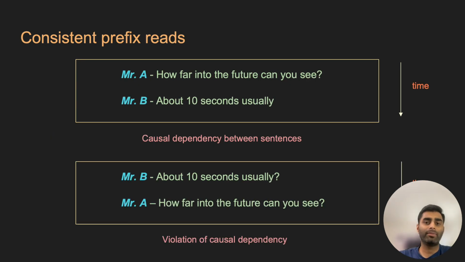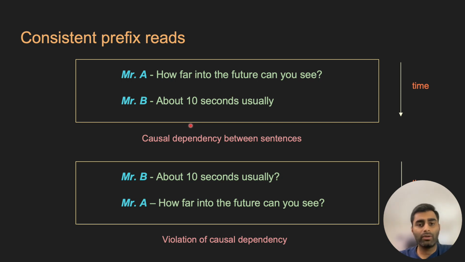Now a third example of replication lag anomaly concerns a violation of causality. Imagine this conversation happening between two people. The first question that Mr. A asks is, how far into the future can you see? And he poses this question to Mr. B. Then Mr. B replies, about 10 seconds usually.